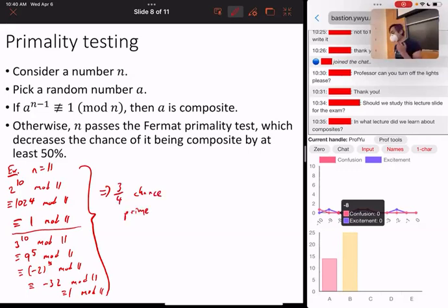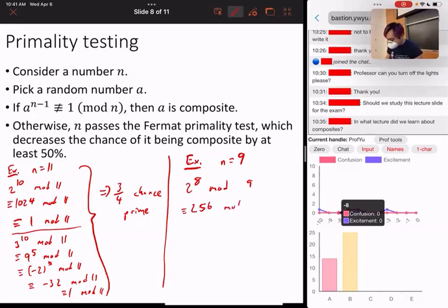And it is prime. On the other hand, if I had another number, let's say n equal to 9, and I took 2 to the 8 mod 9, well, that's 256 mod 9, which happens to be equal to 4 mod 9. When you do that, that implies that 9 is composite. Any questions about that?